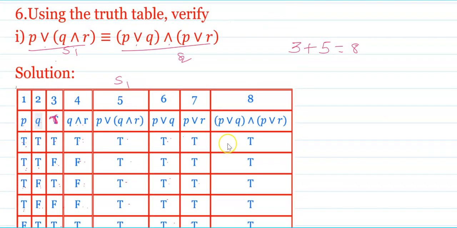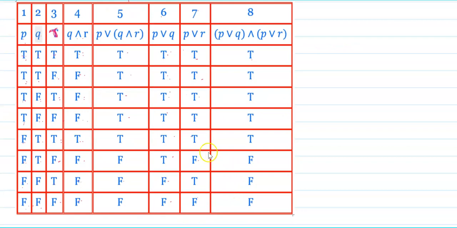Now the next, we'll find out the and between the 6 and 7. This is the final one. The and साठी काय? Both of them must be true. T and T is T. T and T is T. T and T is T. Okay. And everywhere, here is T and T is T. T and F is F. F and T is F. F and F is F.